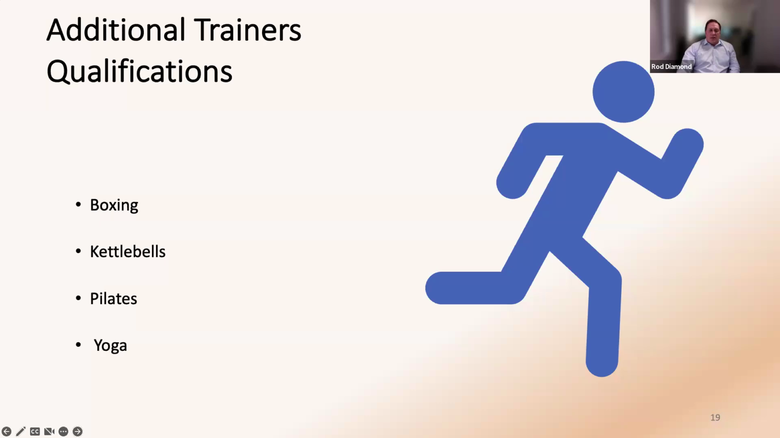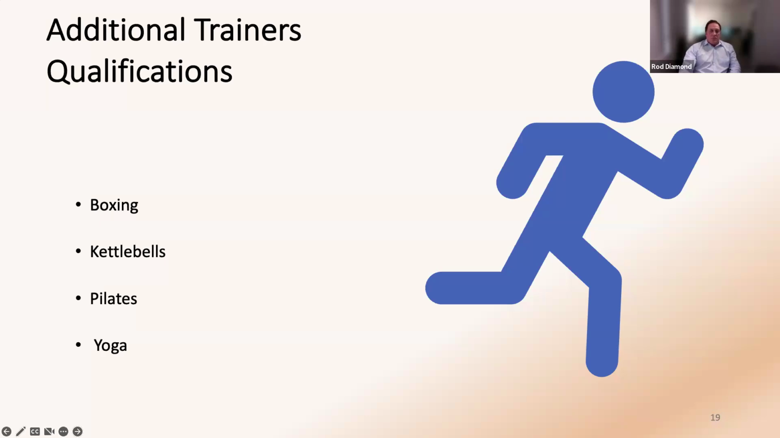Additional trainer qualifications: you may have a personal trainer, but then you may want to go and teach boxing, kettlebells, Pilates or yoga. So you have to have additional qualifications to be able to teach those types of exercises. Again, if you're going to be training outdoors, you also need local council requirements and permits. And there are obviously additional insurances involved with wanting to conduct, firstly, outdoor exercises, and secondly, in those 4 particular areas.